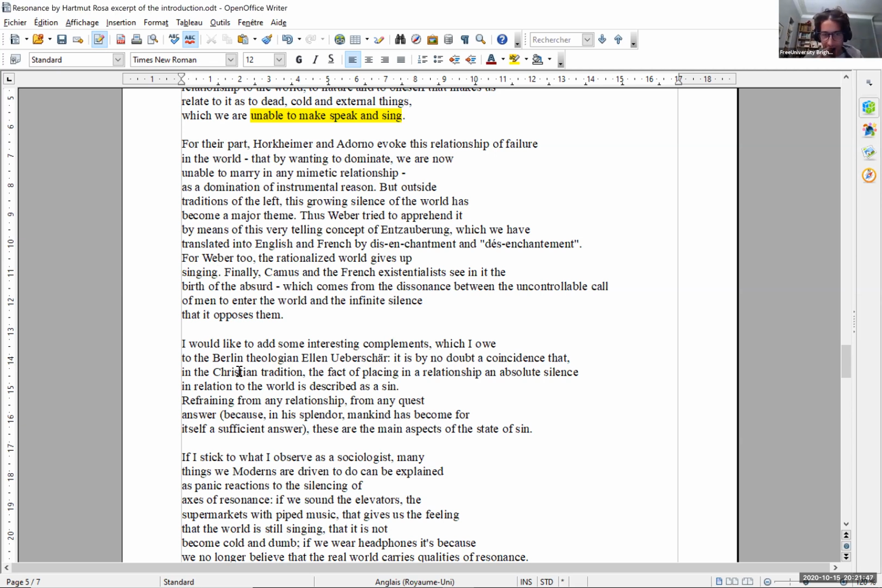Finally, Camus and the French existentialists see in it the birth of the absurd, which comes from the dissonance between the uncontrollable call of men to enter the world and the infinite silence that it opposes them. You may remember two famous examples of the absurd in the existentialist sense. One of them is in Camus' philosophy, or actually two of them very famous are in Camus' philosophy. Which are those?